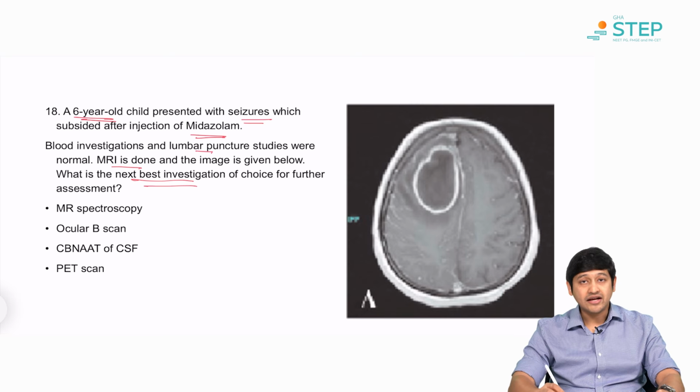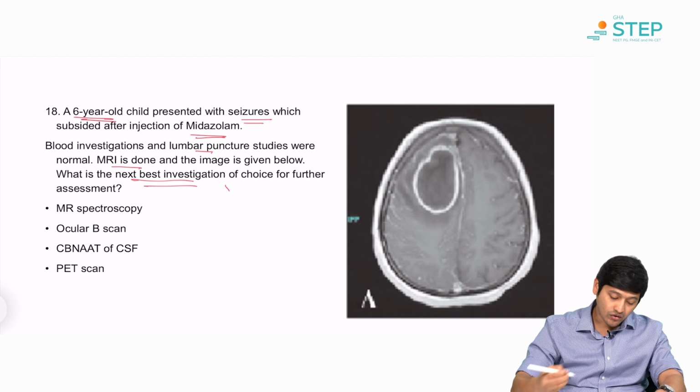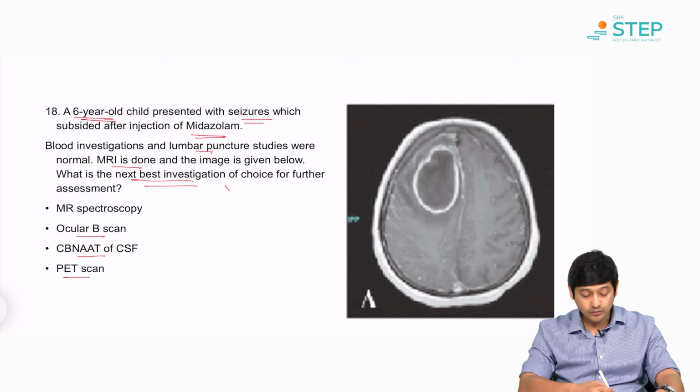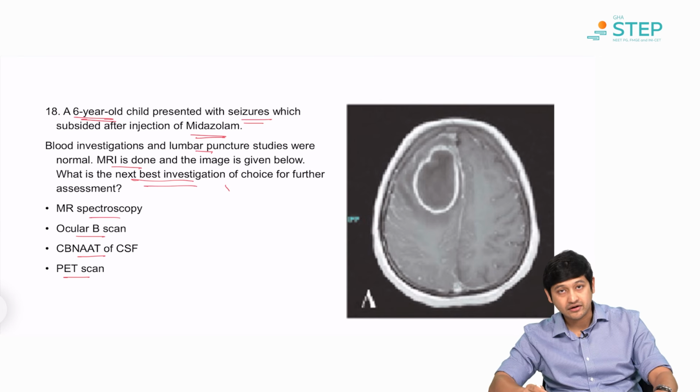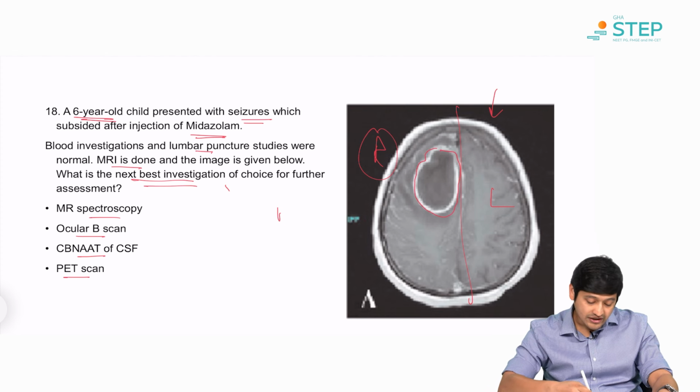Now, MRI for intracranial pathology is always the investigation of choice. Your answer is going to be along those lines, is what you have to think. So they've asked you, is this a PET scan, a CB-NAT of the CSF, an ocular B scan to be performed, or do you perform an MR spectroscopy? This is the child that's been given to you. You notice that this is the left, this is the right. On the right side, you have a large peripherally enhancing lesion. So this is a ring enhancing lesion or a peripheral rim enhancing lesion.